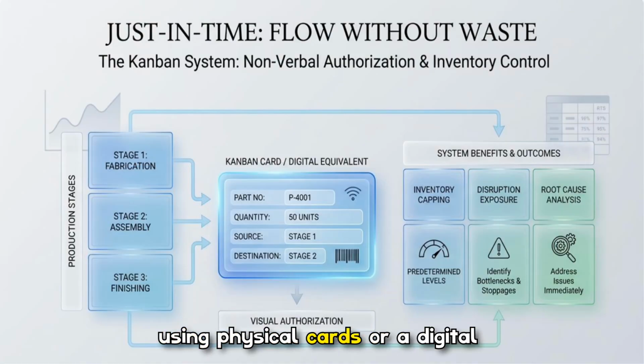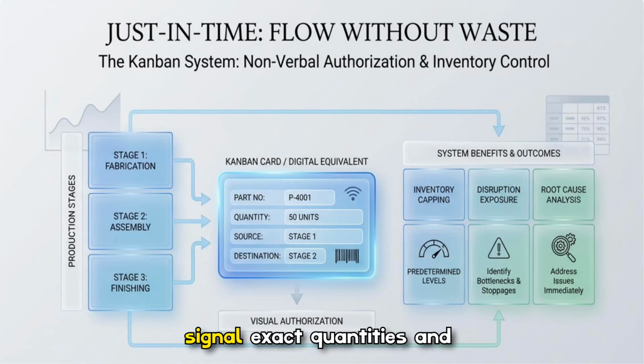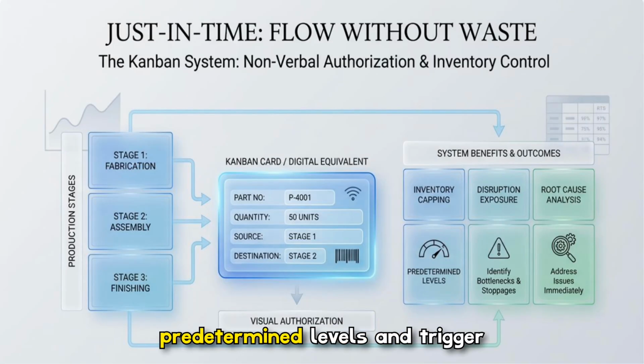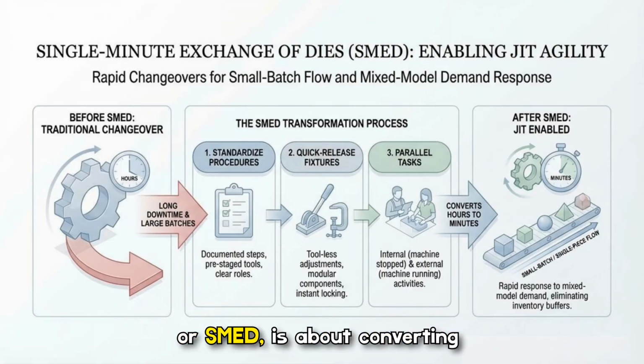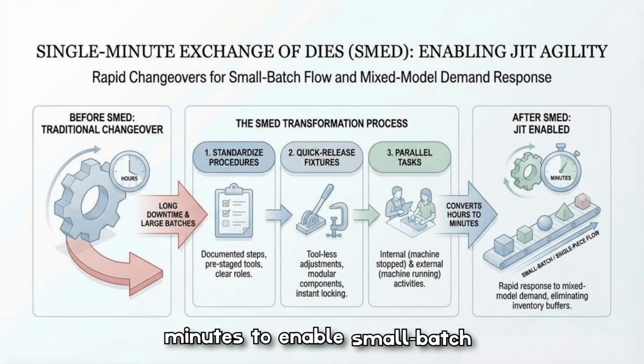This slide focuses on the Kanban system as a simple, non-verbal authorization method for inventory control. Whether using physical cards or a digital equivalent, visual authorizations signal exact quantities and destinations between stages, capping inventory and exposing disruptions quickly. The visual flow helps teams spot bottlenecks, enforce predetermined levels, and trigger root cause analysis so issues are addressed immediately.